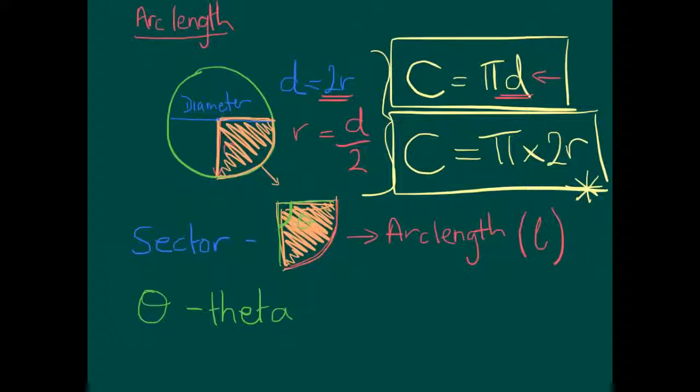So in this whole video, we've talked about definitions. We've talked about arc length, we've talked about radius, we've talked about a sector, we've talked about theta. In the next video, I'm going to put all of these definitions together, and I'm going to start discussing and showing you how we actually come up with the arc length formula.